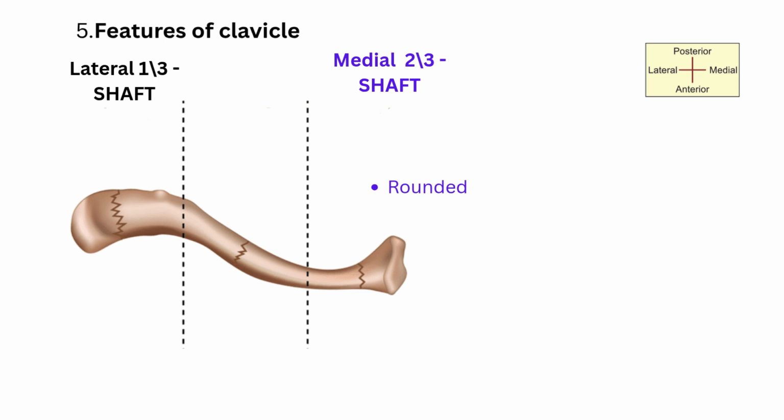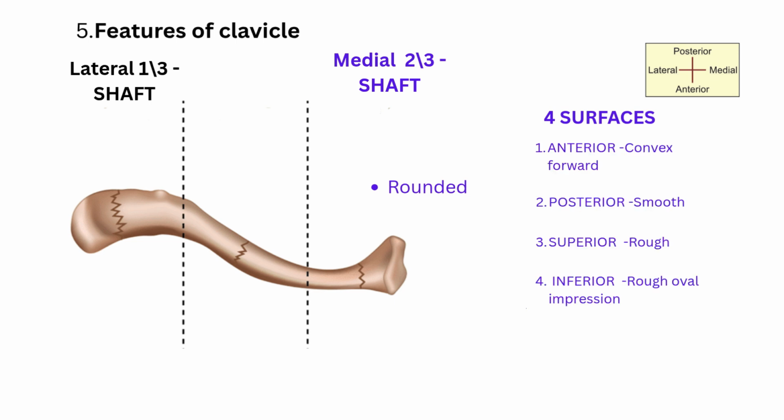The medial 2/3 of the shaft is rounded. It is said to have four surfaces. The anterior surface is convex forwards. The posterior surface is smooth. The superior surface is rough in its medial part. The inferior surface has a rough oval impression at the medial end.